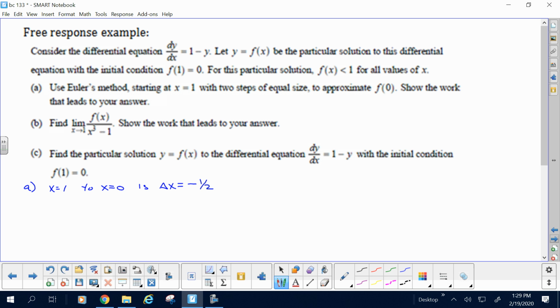What do you see about delta x here? Negative one. It is negative 1/2. It absolutely can be negative. You're going from x of 1 down to x equals 0. Delta x is negative 1/2.